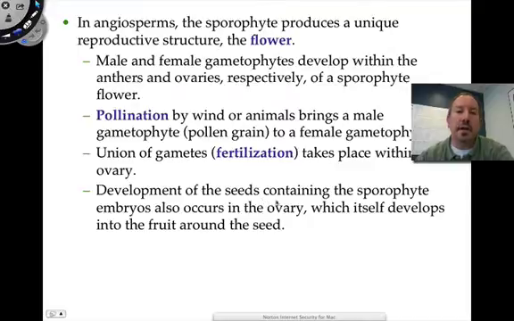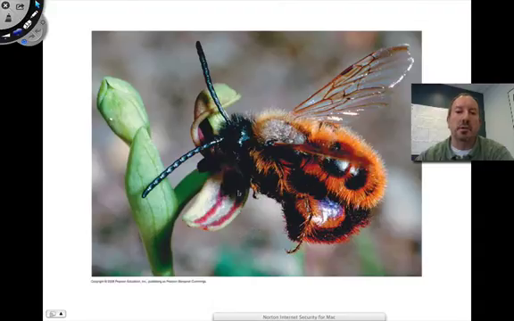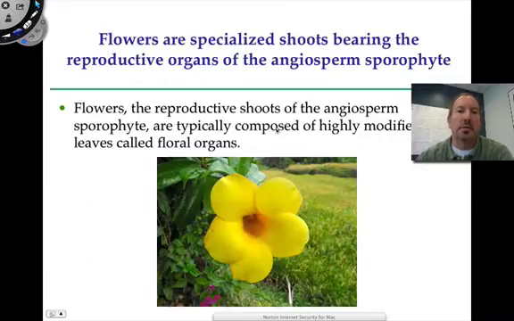And then as we saw in the diagram, the seed sort of develops inside, which is the new sporophyte, and then it'll develop its own seeds in the future. And so here's a picture of an insect that's helping to pollinate or transfer the male gametophyte right there. And so let's talk a little bit about flowers. We'll talk about their anatomy and a little bit about their physiology.